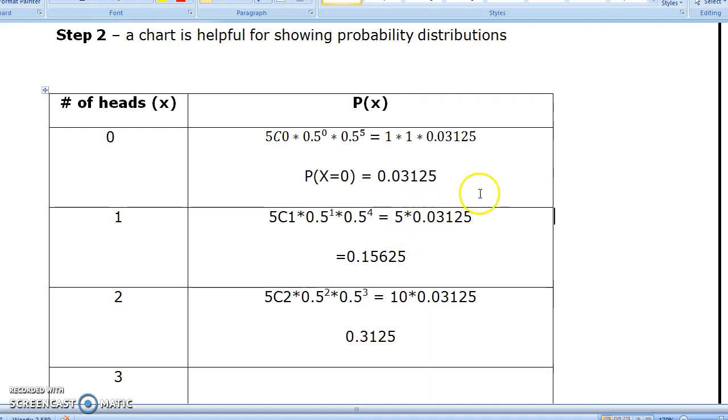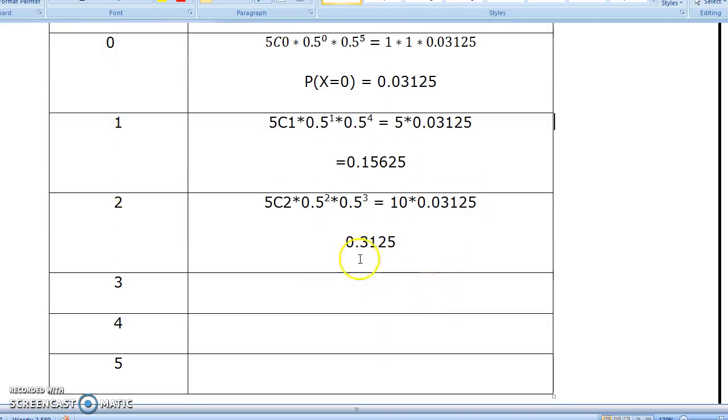Now, a nice thing about 50-50 questions is that throwing 2 heads out of 5 is the same as throwing 3 heads out of 5, because it's going to be 5 choose 3. And remember from Pascal's triangle that it's symmetrical. And so here we get the same thing as the one above it, which we'll just quickly do for the rest of these, and the one above that, and the one above that.